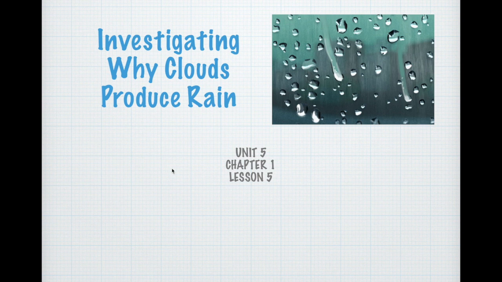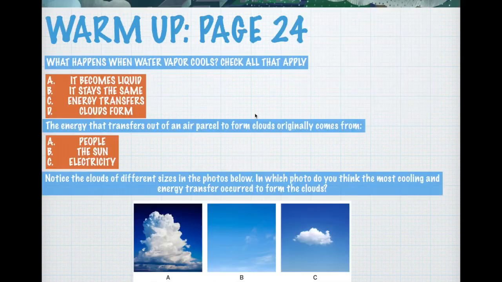So in Galetown, we're realizing that there's an increase in severe storms and severe rainstorms. So we're going to look at why clouds produce rain and what sequence of events lead up to that. To get started, turn to page 24 in your book.